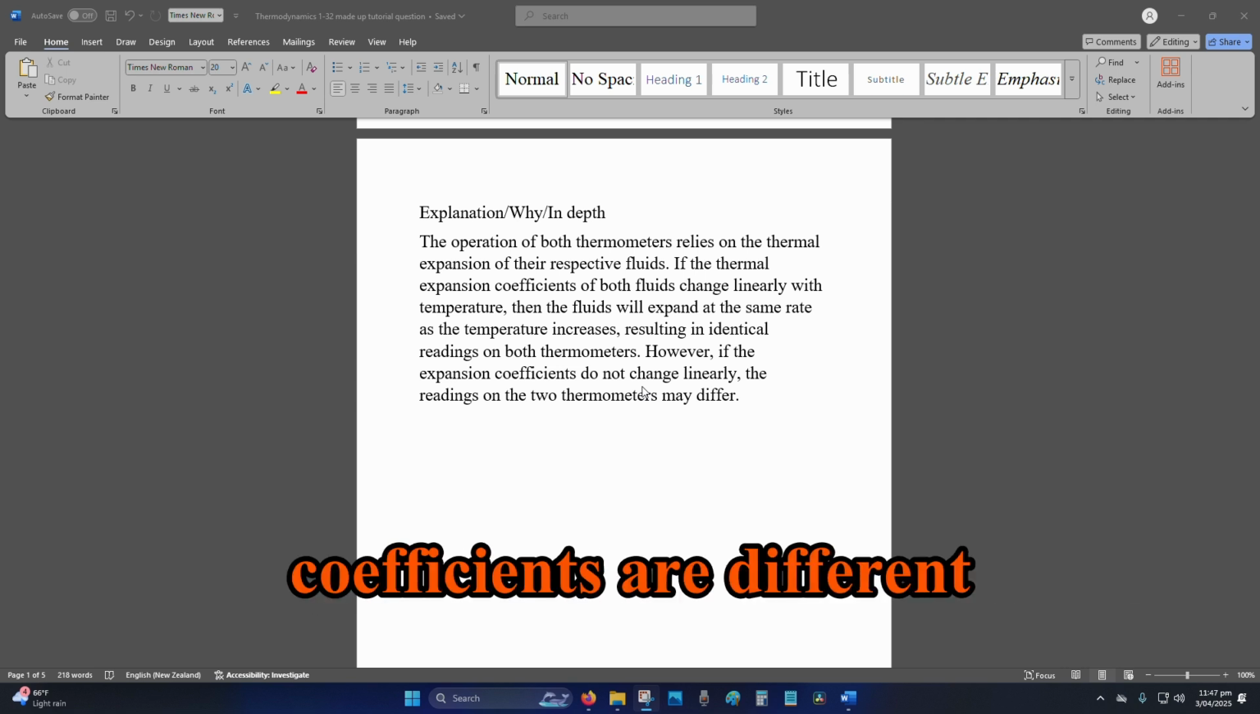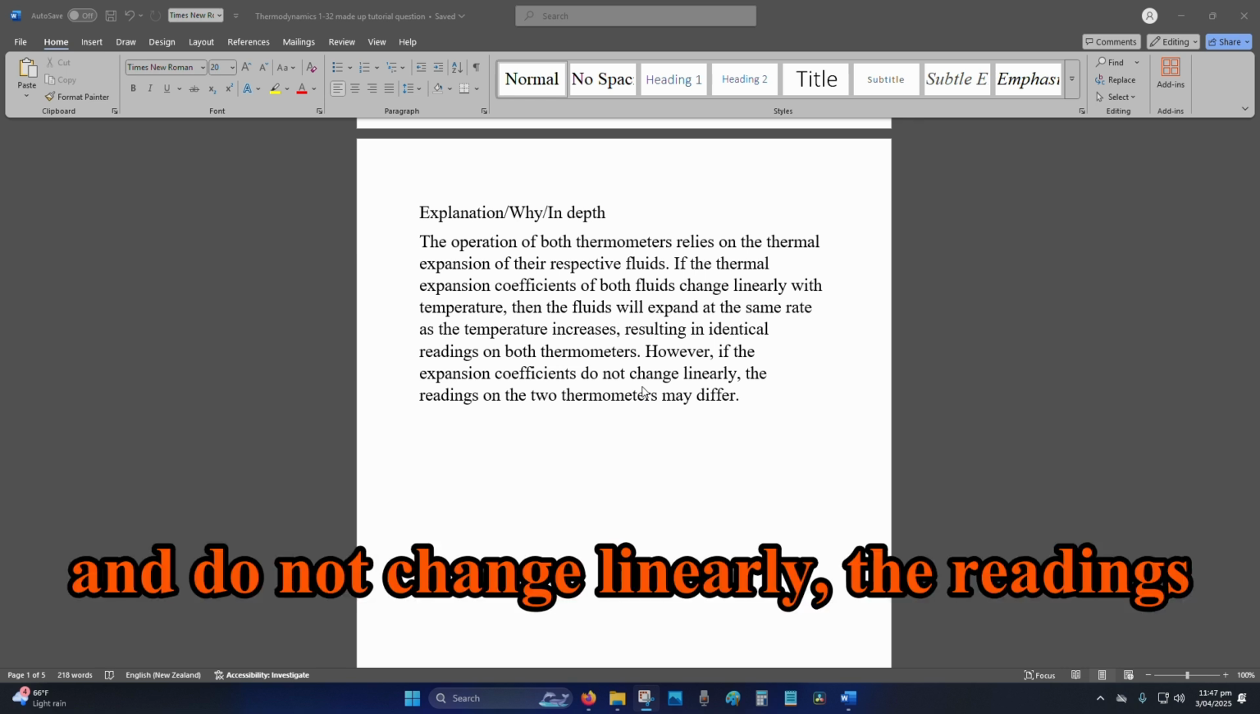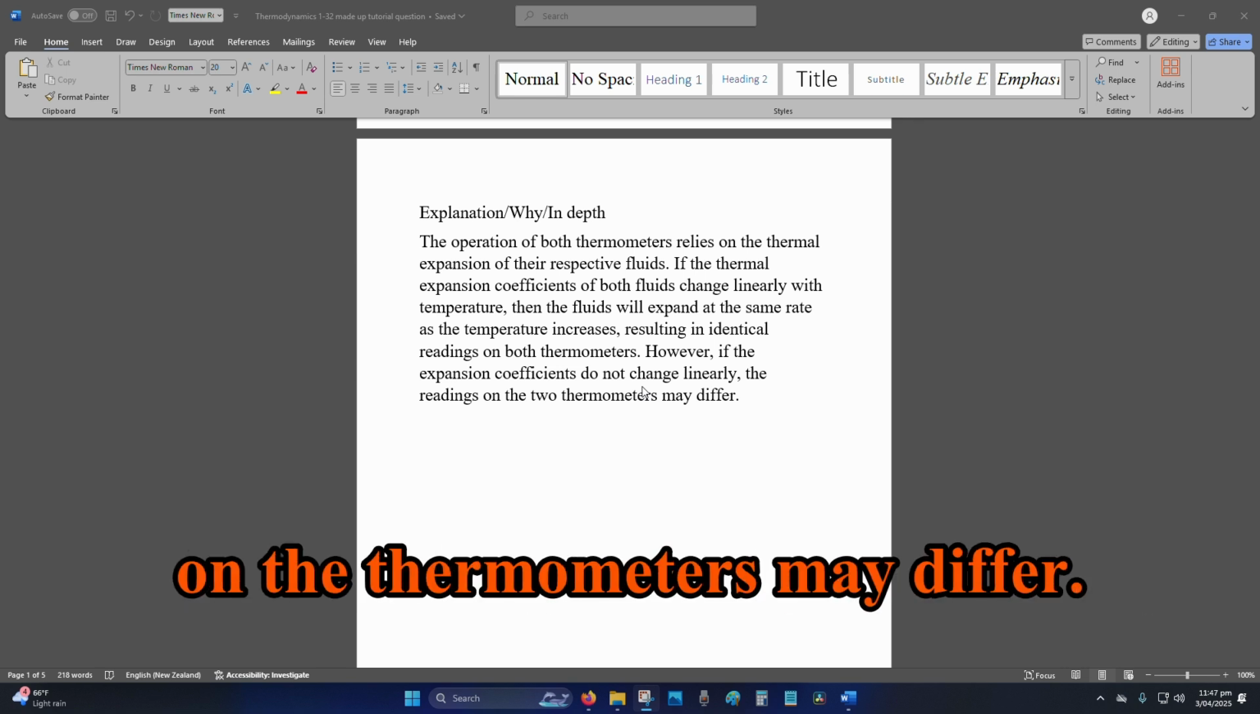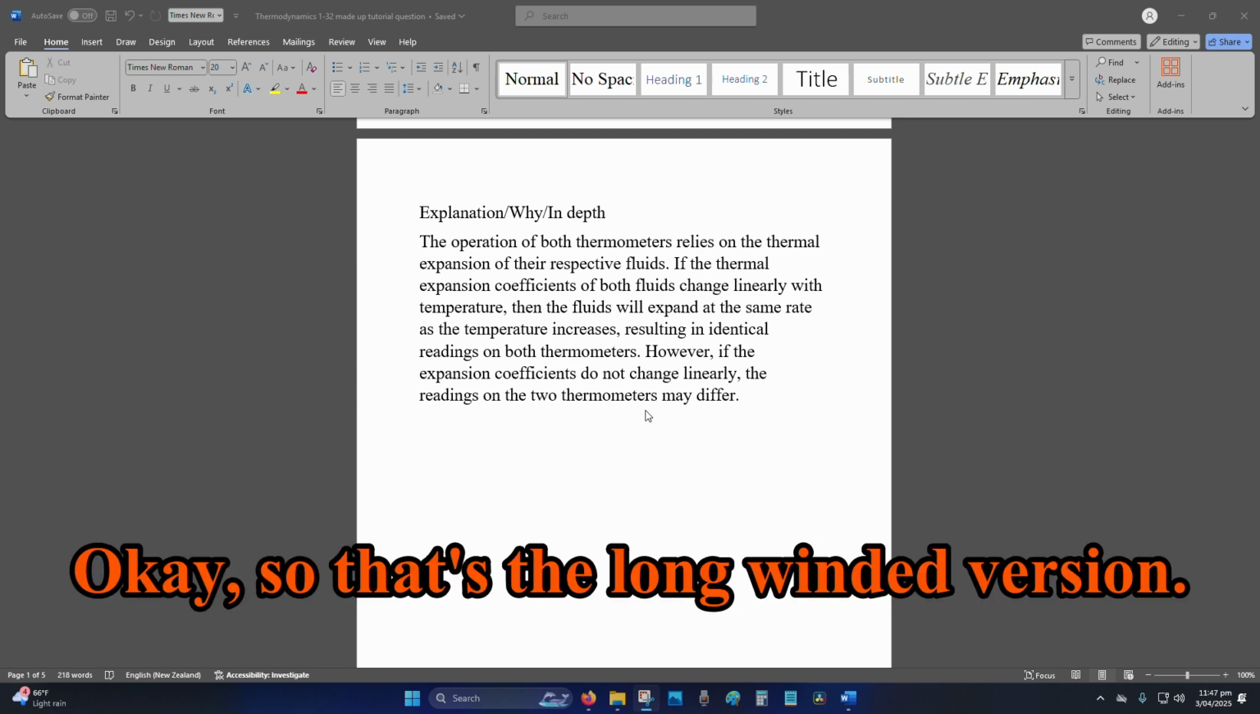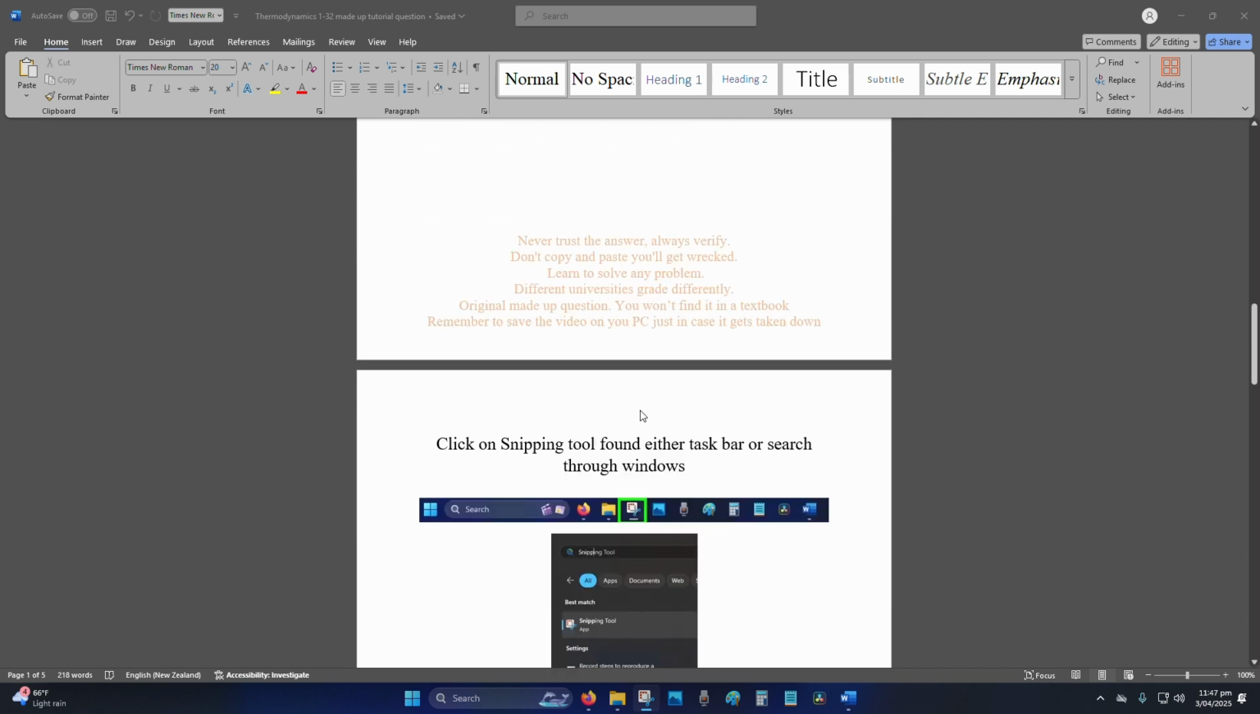However, if the coefficients are different and do not change linearly, the readings on the thermometers may differ. Okay, so that's the long-winded version.